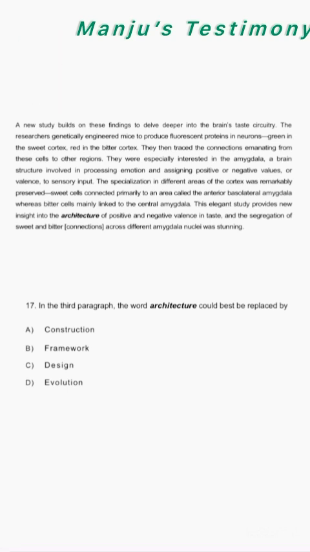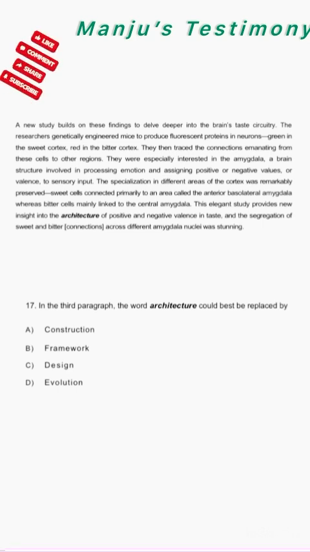In the third paragraph, the word architecture could best be replaced by. There are questions in C part like this. They have given the synonyms. We have to find out the correct word to replace. So let's read the options: construction, framework, design, evolution. So we need to find out third paragraph. Third paragraph they have already given in italics the word what we have seen in the question. So in this case it's better to read one more sentence before the specific sentence. Then only you can understand the meaning of the sentences to find out the correct word to replace the word architecture.